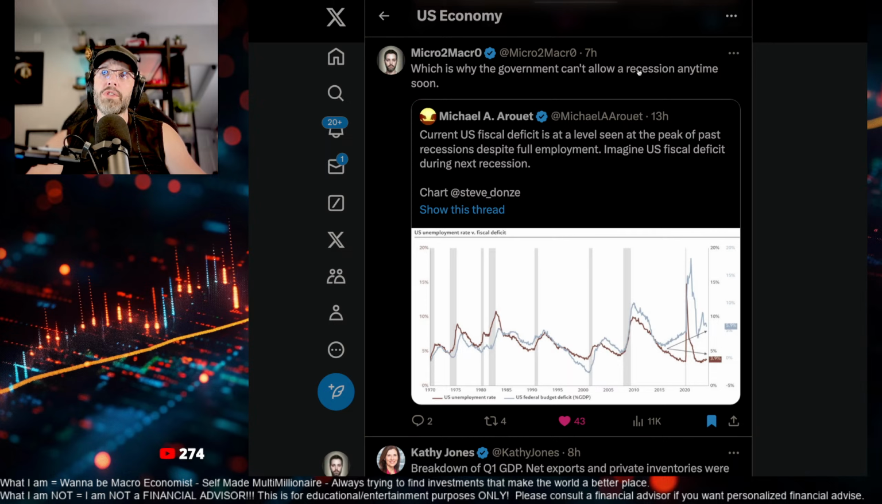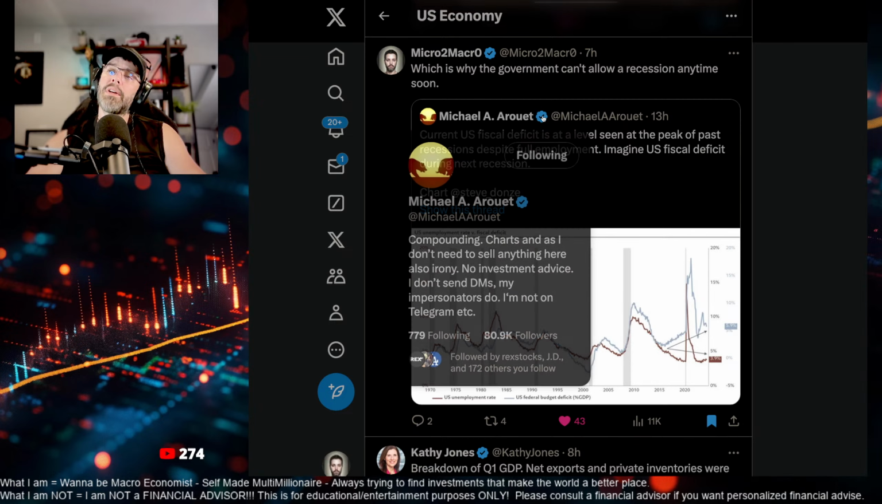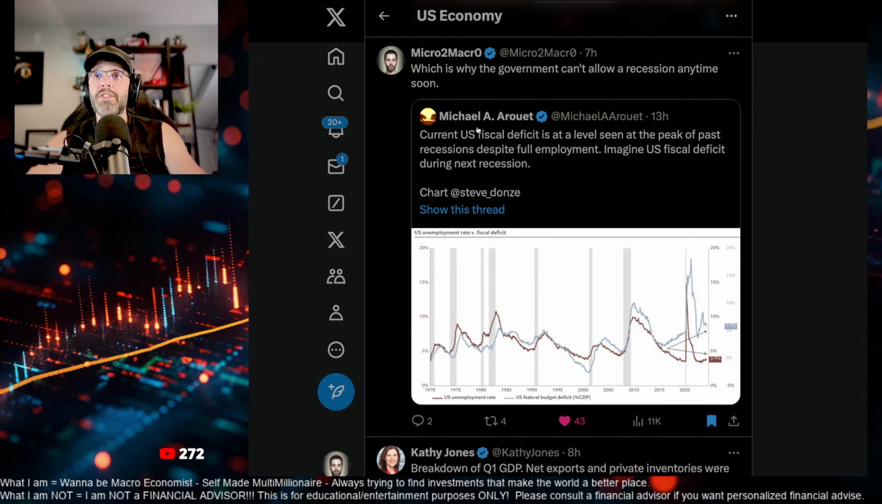I put, which is why the government can't allow a recession anytime soon. So Michael Arawat, I don't know, I think he's in Germany. He posts about German stuff all the time. This is U.S. unemployment rate versus fiscal deficit. And what it's showing here, it says current U.S. fiscal deficit is at a level seen at the peak of past recessions despite full employment. Imagine U.S. fiscal deficit during the next recession.